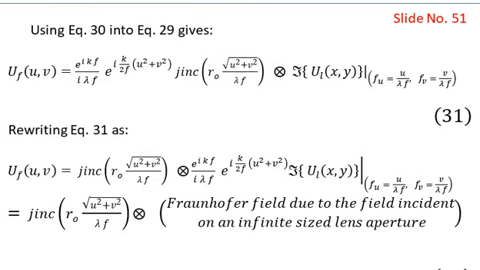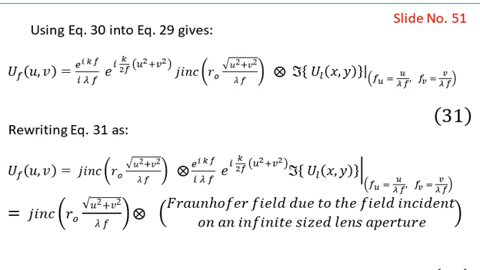So let's rewrite equation number 31, so that we can move the Jinc function to the leftmost side of the equality, and then we can write down all other quantities on the right hand side of the convolution sign. So what are these quantities? These are what we have written in the third term, which we identify as the Fraunhofer field due to the field incident on an infinite sized lens aperture. So after the convolution we have the quantities which are the Fraunhofer field due to the field incident on an infinite size lens aperture.